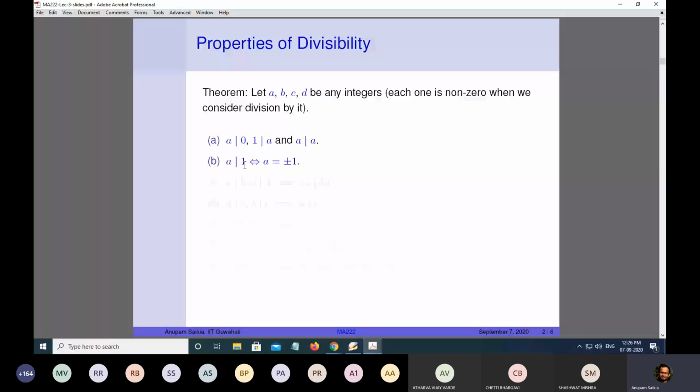And if A divides B and C divides D, then AC divides BD. These are some obvious properties. And this transitivity: A divides B and B divides C, so A divides C.